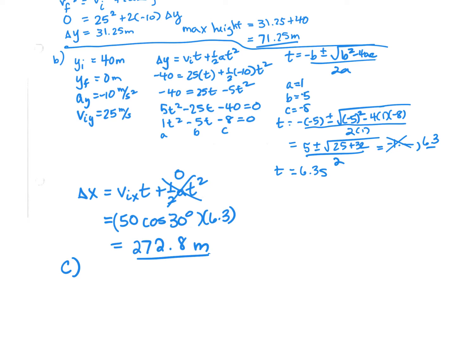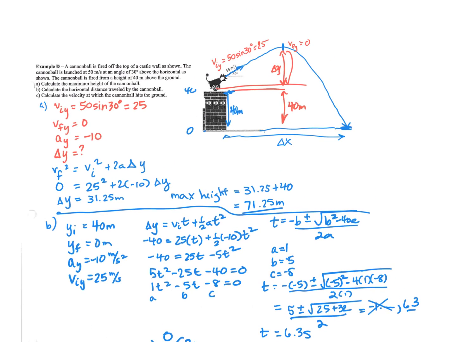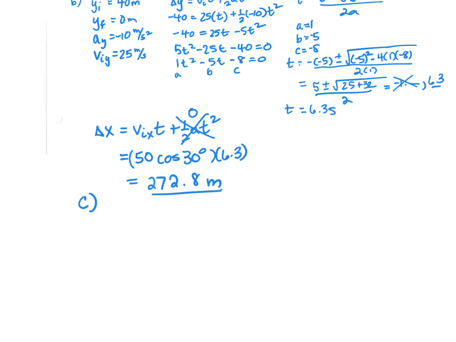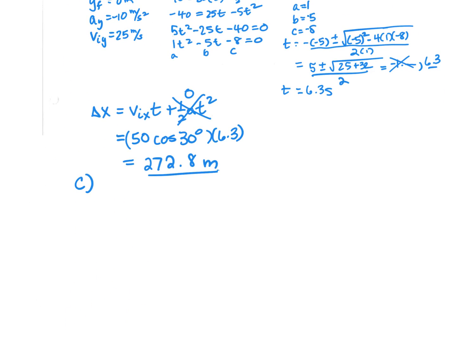Part C is now asking us what? Calculate the velocity at which the cannonball hits the ground. Okay, so the velocity at which the cannonball hits the ground, if you remember, it's going to be coming in at an angle. This is V final. So we have to find V sub y final and V sub x final. We already know V sub x.